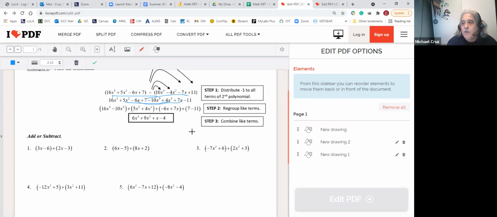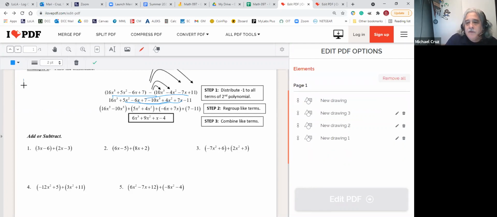Because we're subtracting. When you subtract something, you're changing the sign. Look at this. See? 10 minus 4 is 6. I'm just making up numbers here now. But 10 minus a minus 4 is 10 plus 4.